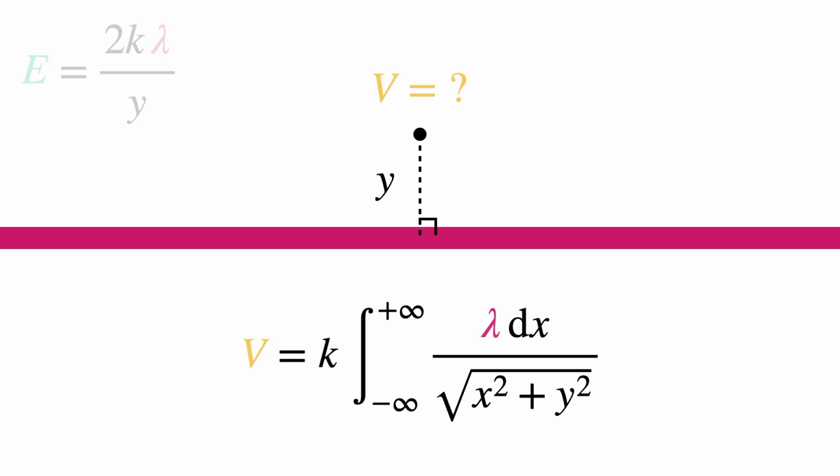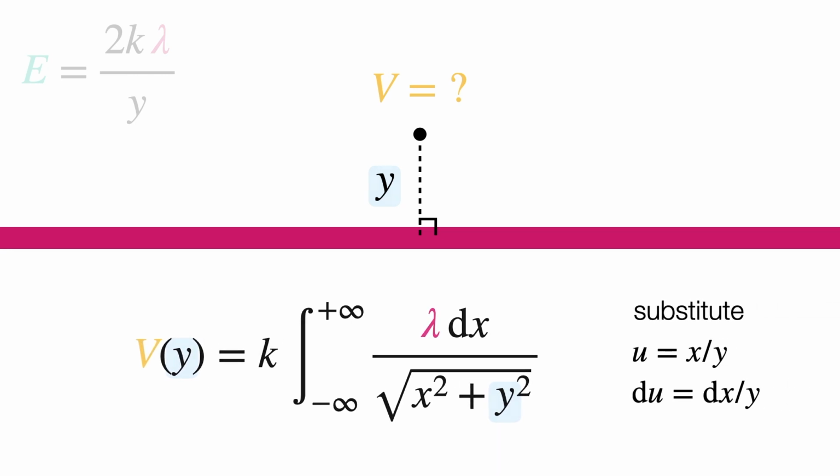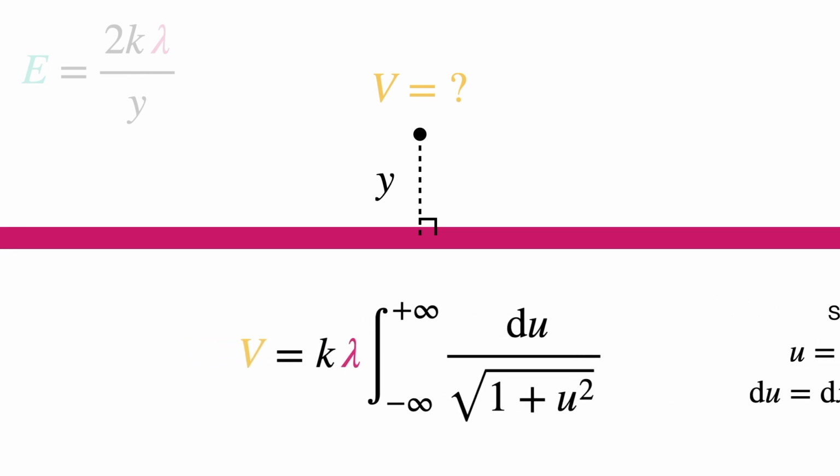Unfortunately, we don't have something like Gauss's law for the potential, so we just have to do it the old-fashioned way. Now I want to point out that V should only be a function of y, which makes sense because the wire is infinite, and y is a constant as far as the integral is concerned. We'll do a little simplification here and change the variable to u, where u is x over y, and we might as well pull the constant lambda out front too while we're at it. And if you're anything like me, you can do integrals like this in your sleep.